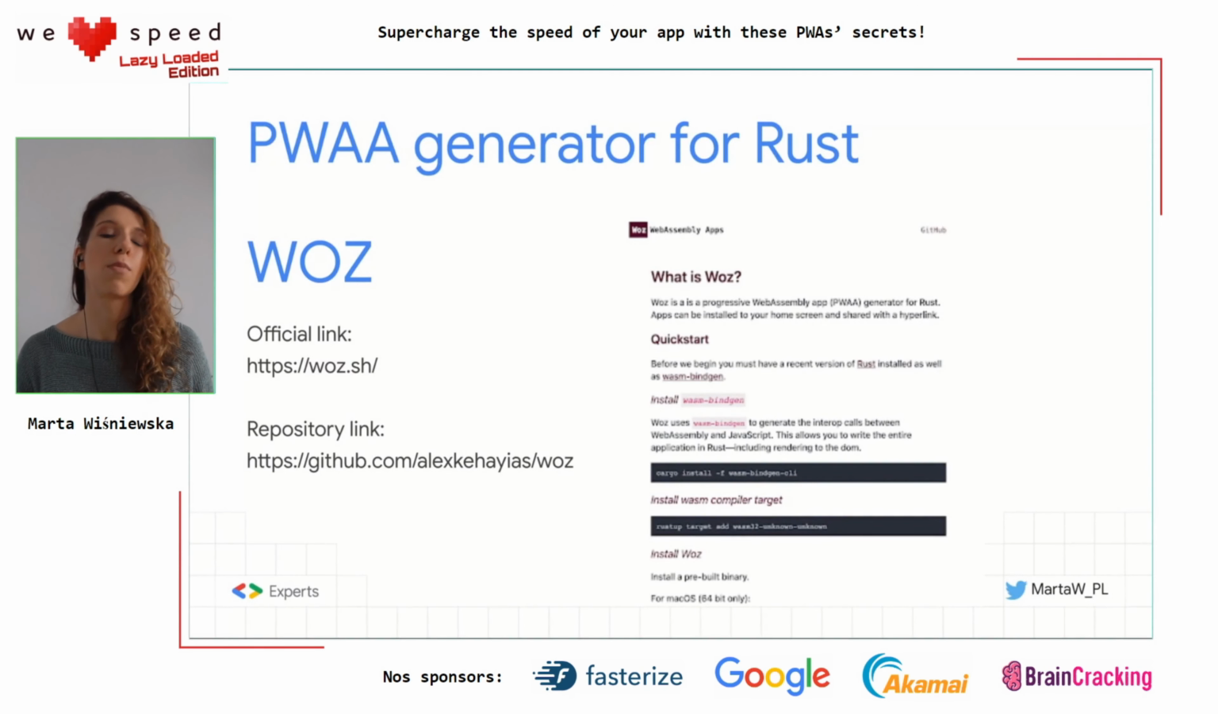But there's a more practical solution. This is a project called Yew. It's a generator for progressive web apps and for Rust. It allows you to write the entire app in Rust, but also apply typical features for progressive web apps like web manifest, service worker, home screen icons, and so on. And here you can see the official link to this project and also a link to GitHub. I highly recommend you try this code and these projects.